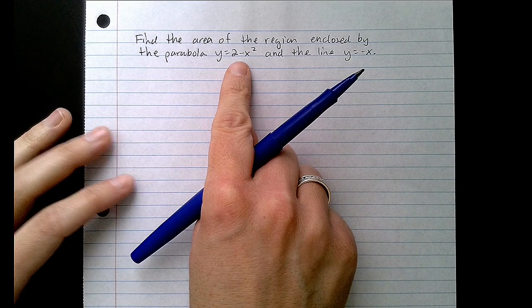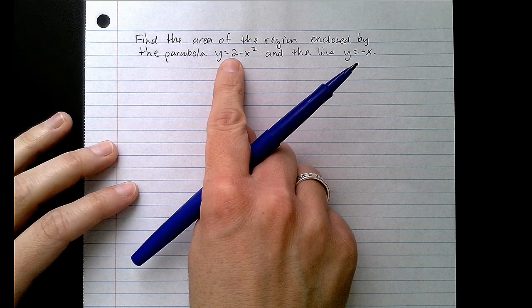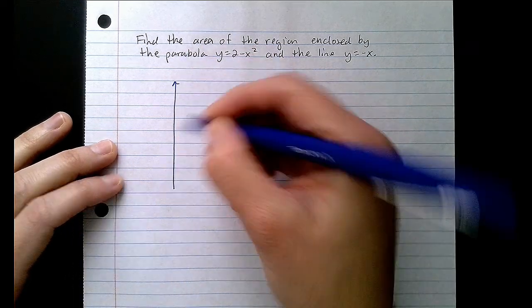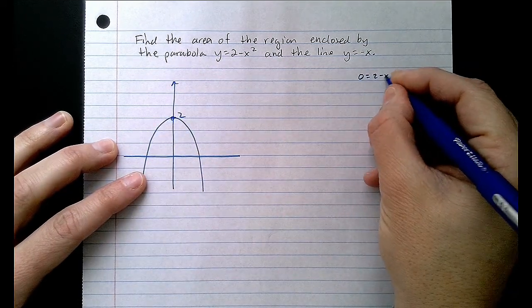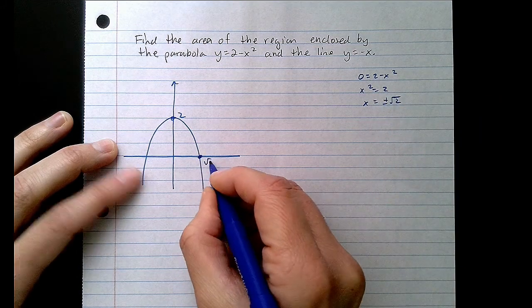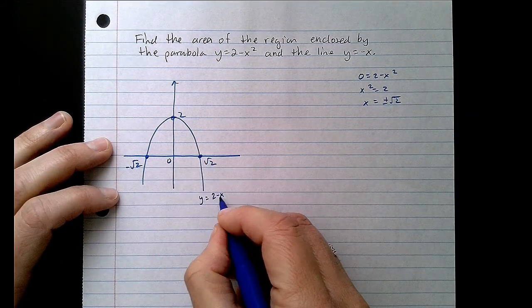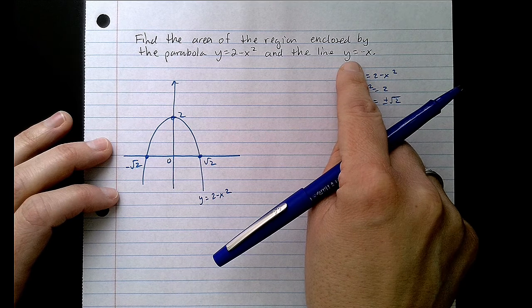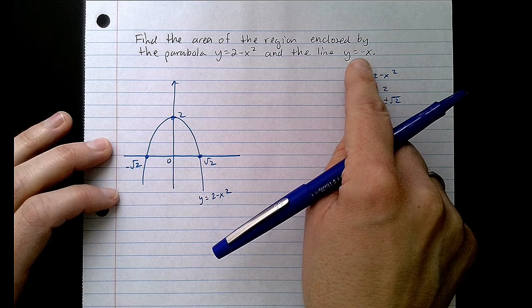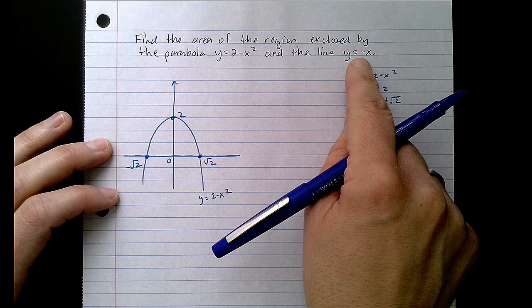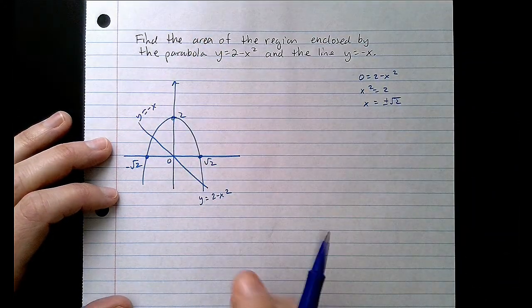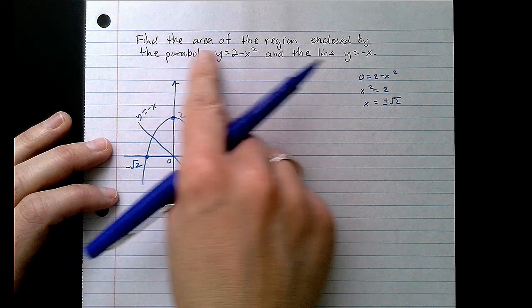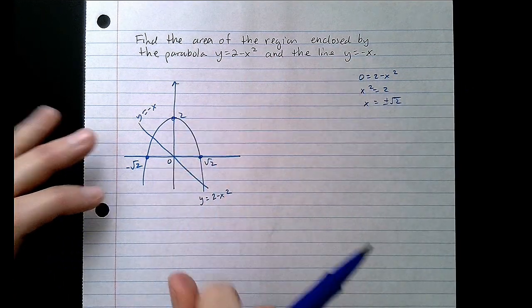This is a concave down parabola centered at 2, where the vertex is at 2. Next, we're going to look at this line, y equals negative x. Now that is just the identity function reflected over the y-axis. Now you can see it wants the area of the region enclosed by these.